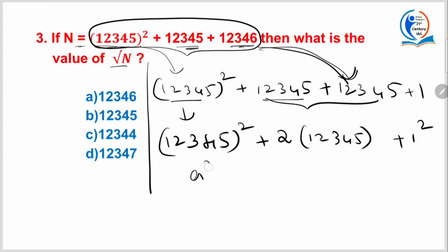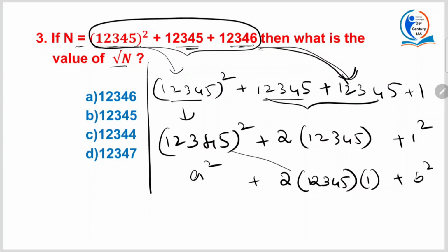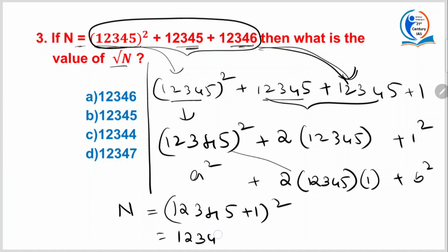See, this is in the form of a square plus b square plus 2 into a b. What is a here? 12345. What is b? 1. So if there's nothing here, it is like into 1 only, no? So a plus b whole square. It is in the form of a plus b whole square. 12345 plus 1 whole square is equal to n. Now 12345 plus 1 is how much? It will become 12346. So whole square is equal to n.